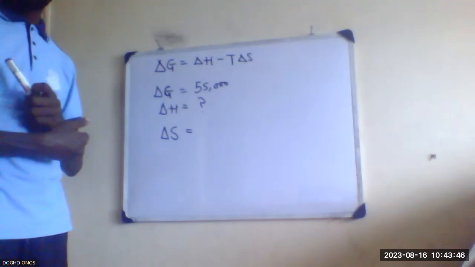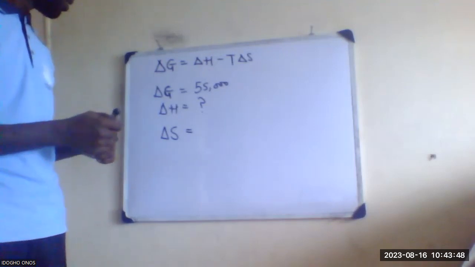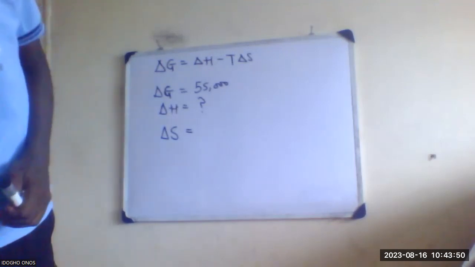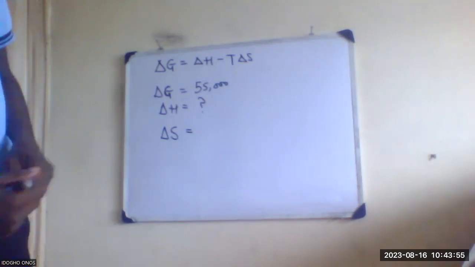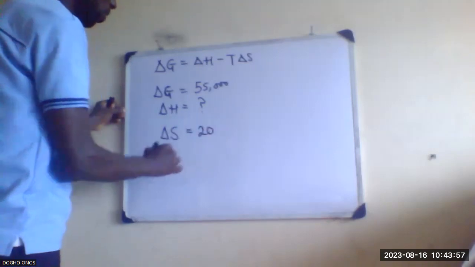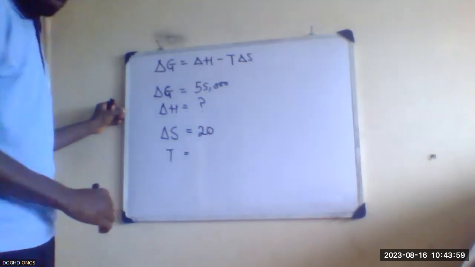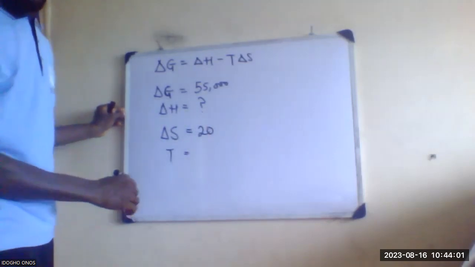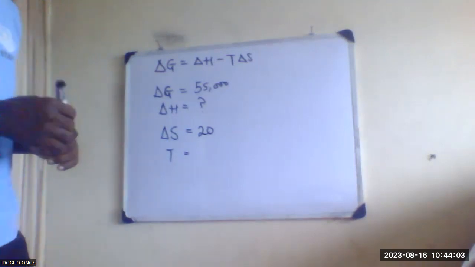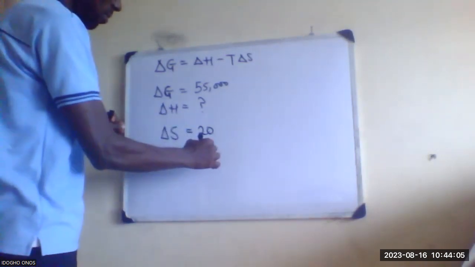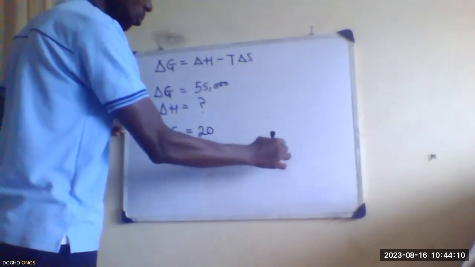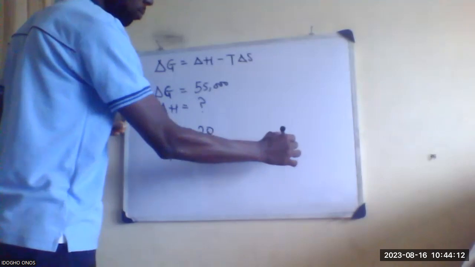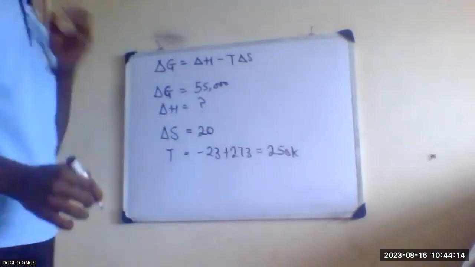ΔG is 55,000. Then ΔS is 20 kilojoule per mole. T is minus 23, not 20. Minus 23, plus 273. That gives us 250.